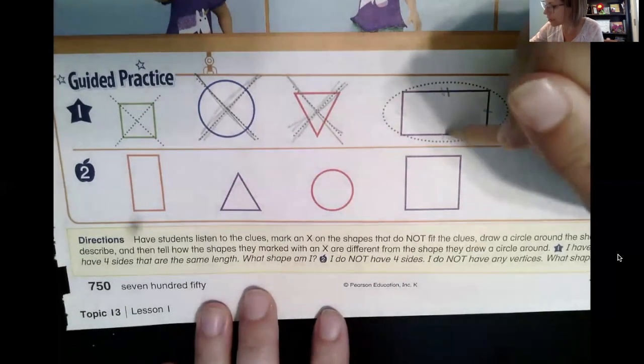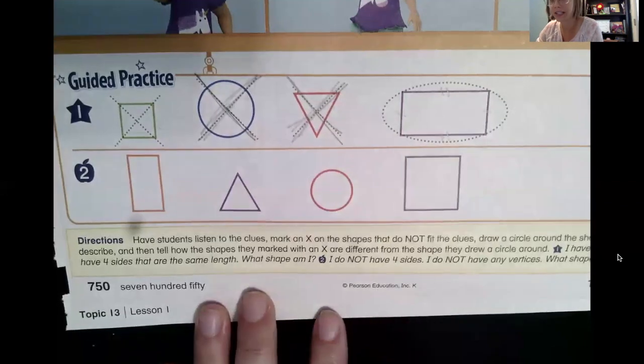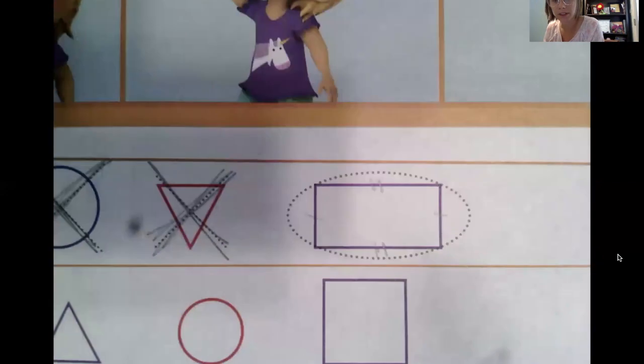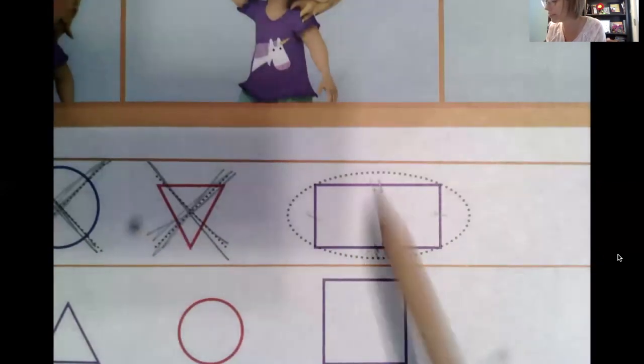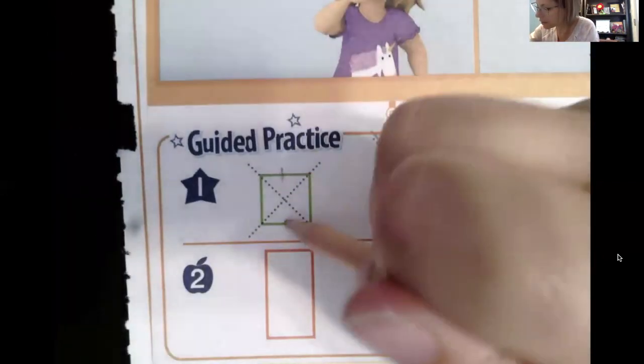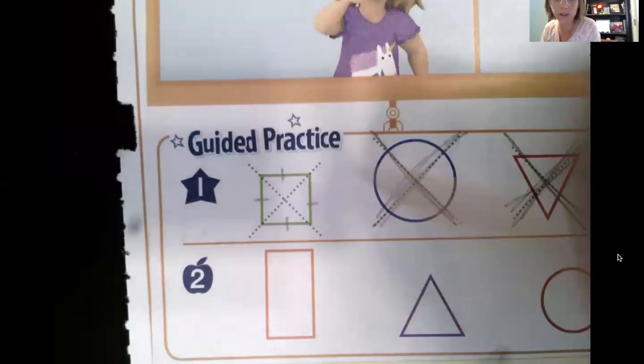This is the long side, so I'm going to put 2 lines there. See? The ones that have the short line, like this, are the same size. And the ones that have the 2 lines, those are the same size. What about over here? This one, and this one, and this one, and this one. They're all the same size.